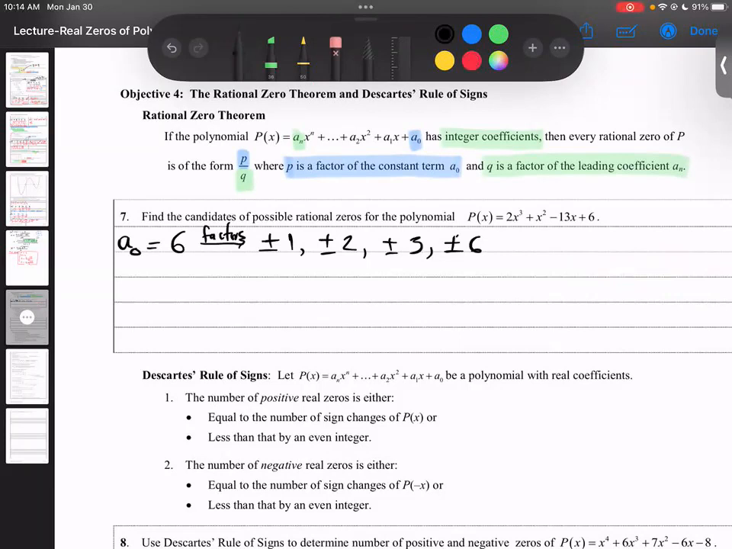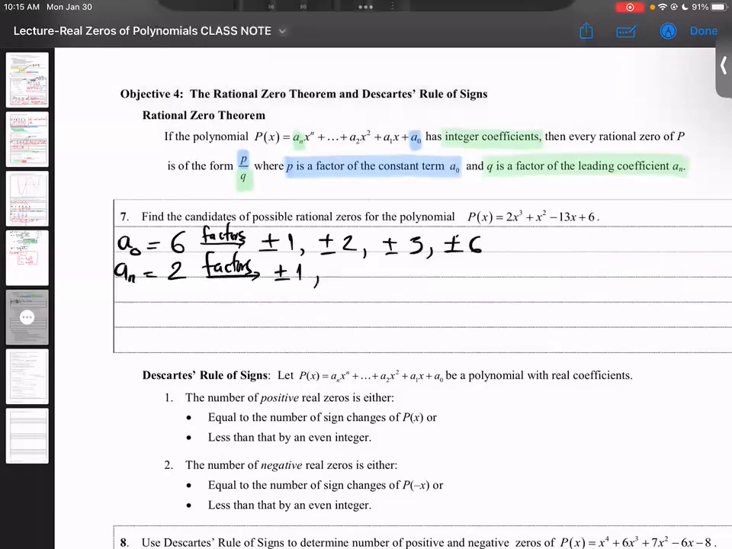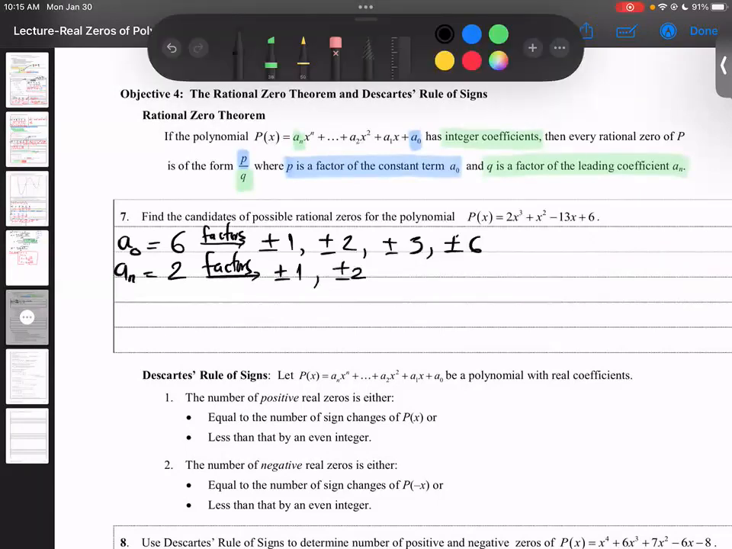And A_N will be, what's my leading coefficient? 2, right? And then you take the factors of 2, things that divide 2. Well, numbers that divide 2 will be plus minus 1 and plus minus 2. That's what they meant by factors. Now you're going to put it in, so that is my P, and that is my little q.